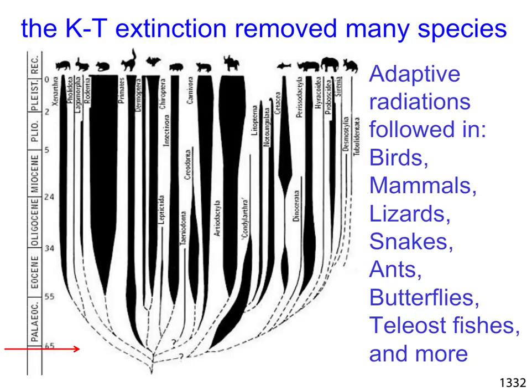Now, we know that the KT extinction removed many species, okay? However, it left a lot of real estate open for other species to adapt and radiate. Birds, mammals, lizards, snakes, ants, butterflies, all sorts of creatures just took off, whereas before they'd been hunkering and laying kind of low, trying to avoid being eaten by the dinosaurs.